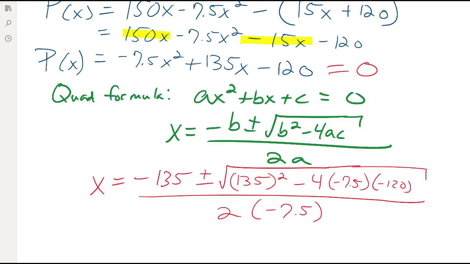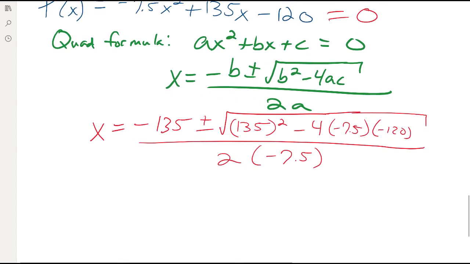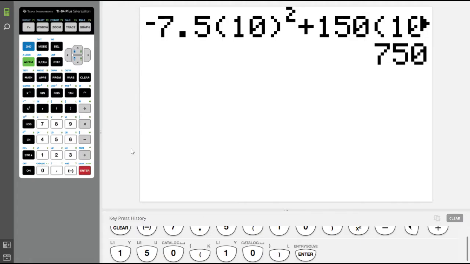Now all that's left for us to do is to figure out the numerical values of this. I won't go too deep into the quadratic formula, but there's this thing called a discriminant, which is what I'm highlighting here. That tells you how many real solutions you'll have to this. But what I'll do right now is I'm just going to throw this into the calculator. So here we go. Open up my calculator.